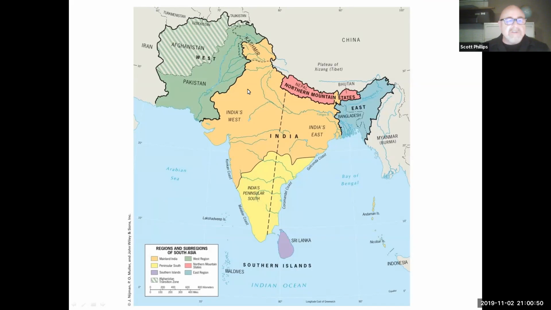This is a figure showing the regions of South Asia. We'll talk about the regions individually later, but I want to use this to highlight some of the borders between the countries. We have India here, we have Pakistan, and we have Bangladesh. We also have Sri Lanka down here, an island country that's just off the coast of India.